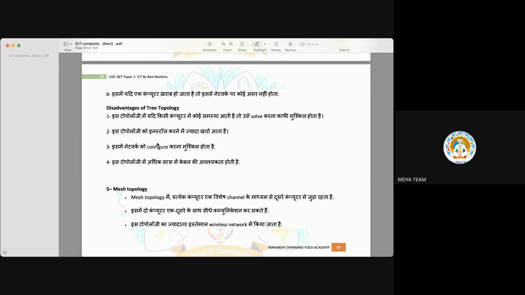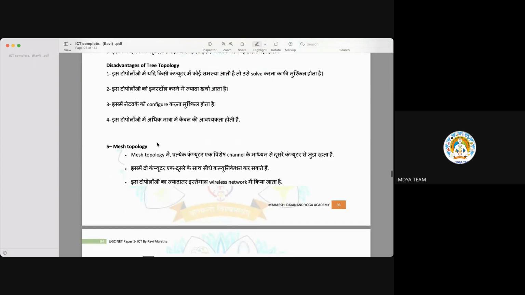Installation charges are very high here. Configuration is somewhat difficult, how to configure the various computers, how to connect them, how to make the tree topology configuration is somewhat difficult to design. And a very large length of cable is required here.